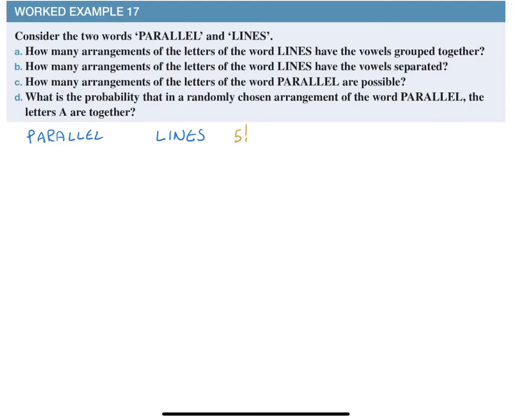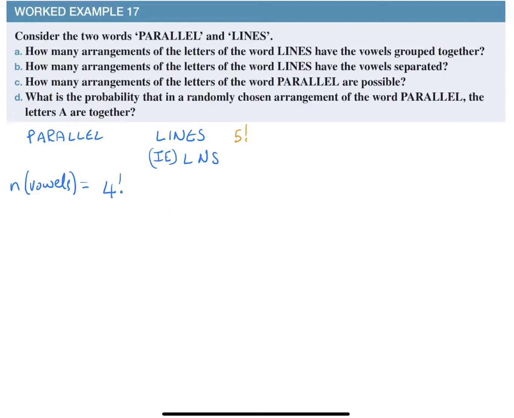It would have been 5 factorial, because there's 1, 2, 3, 4, 5 different things. But what happens now is we have to group two of them together. So the vowels need to be I E, and then we still have L, N, and S. So the number of arrangements will equal, and I take this group as one group. So I have 1, 2, 3, 4 elements. So the number of arrangements with 4 groups is 4 factorial.